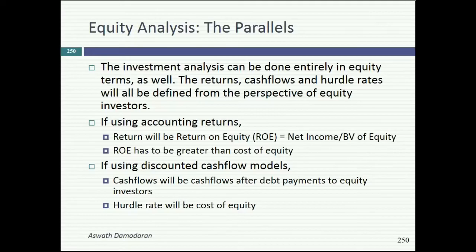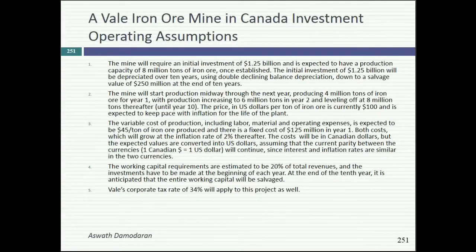So I'm going to use a project to illustrate it. I'm sorry I fit so much into this page. Don't read that page. It's going to make you dizzy. So what I'm going to do instead is give you the description of the project I'm going to analyze. It's a new iron ore mine that Vale is going to make in Canada. I'm deliberately moving geographies around, because if you're a global mining company, you're not going to make all your investments in Brazil. The iron ore mine is going to require an initial investment of $1.25 billion, which is going to be depreciated down over 10 years to a $250 million salvage value.